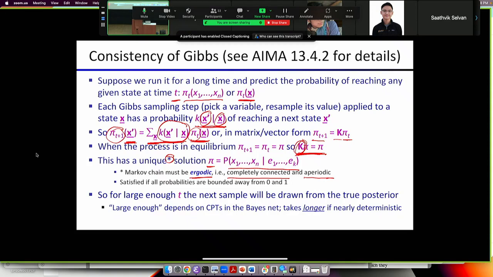So what that proof is saying is, you keep running this for a while, eventually pi t converges to pi, the true posterior. So the sample that I get at that point is a sample directly from the true posterior, right? And that means that if I wait long enough and sample, and then I wait long enough and sample, and I wait long enough and sample, then the samples I'm getting are from the true posterior, and so my estimates converge to the right answer.